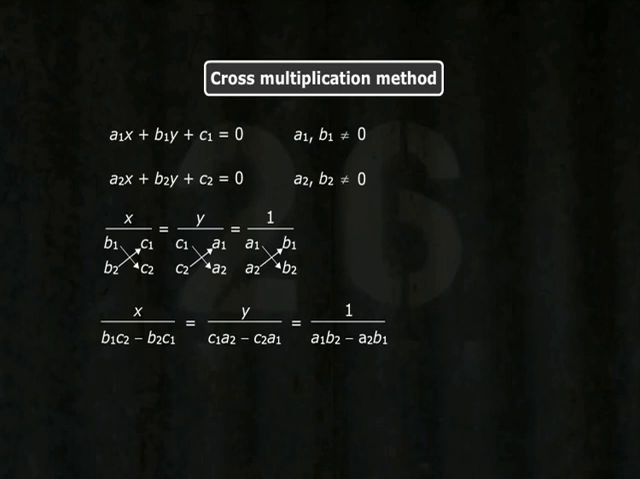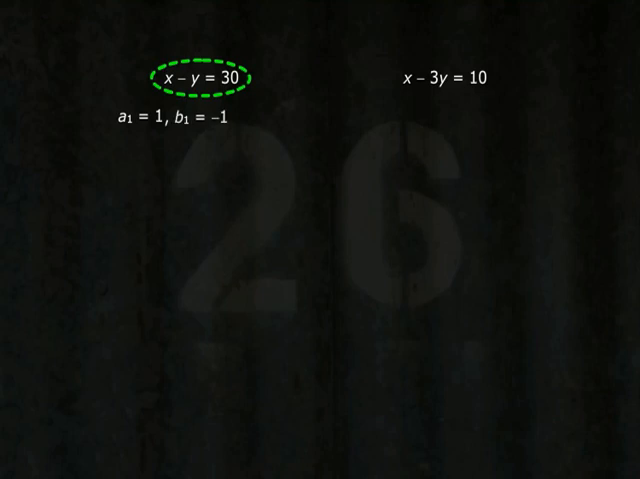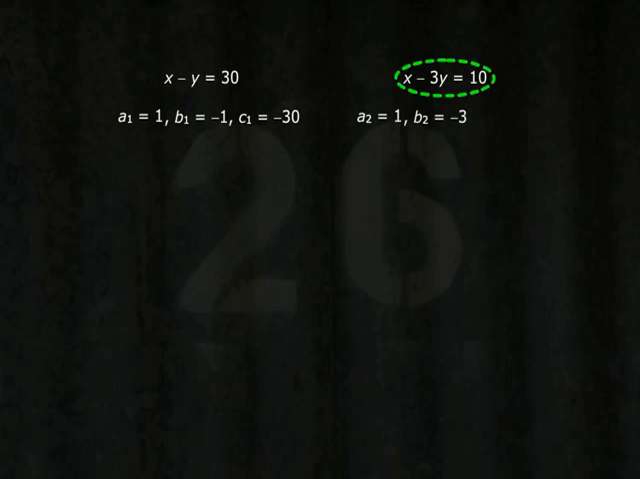Sounds complicated? Well, let us take two equations, x minus y equals 30 and x minus 3y equals 10, and let us apply this method. So let's compare the first equation, x minus y equals 30 with the general form, and we get a1 as 1, b1 as minus 1 and c1 as minus 30. Similarly, on comparing the second equation, we get a2 as 1, b2 as minus 3 and c2 as minus 10.